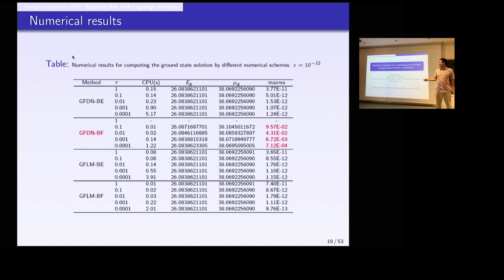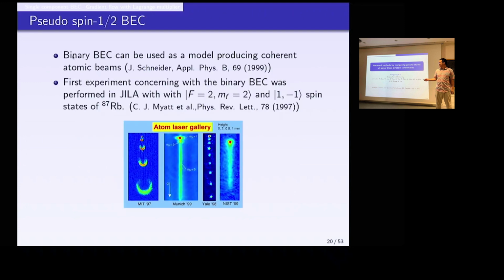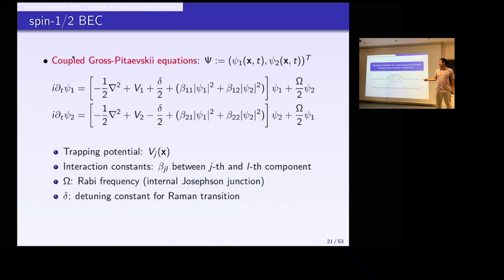Then let's move to the multi-component case to see what we should do if we have multiple components and probably more constraints. First we look at the spin-half system. Basically we have two different spinor states of one atom, and then we have a coupled GP system here. V1 and V2 are normally the same. These are the confining potentials, and then there are some other parameters.